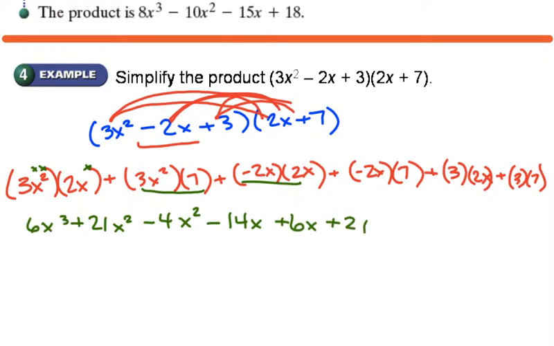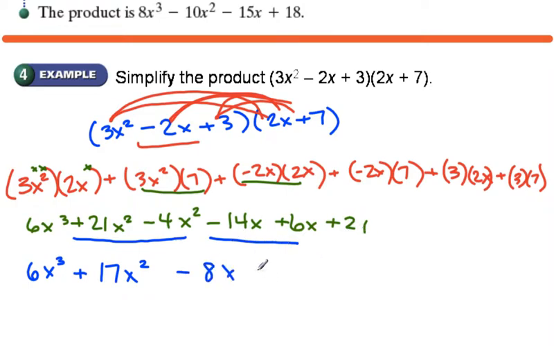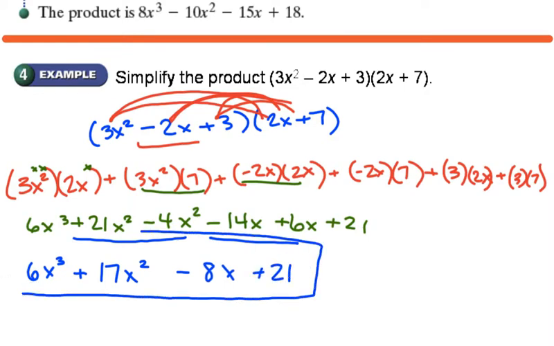Now we want to combine like terms. So we've got these two, and we've got these two. This is going to be 6x cubed. 21x squared minus 4x squared will give us 17x squared. Negative 14x plus 6x, negative 14 plus 6 is negative 8x, and then 21. And this is your answer, okay? You can't combine anything else. X cubed, x squared, x, and a constant. Those are 4 different terms, so that's it.